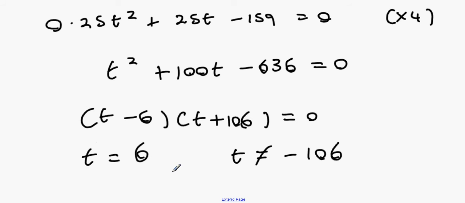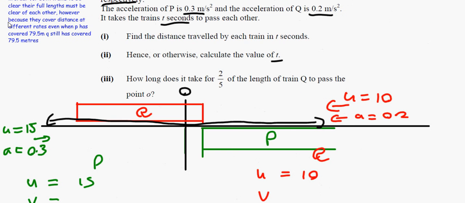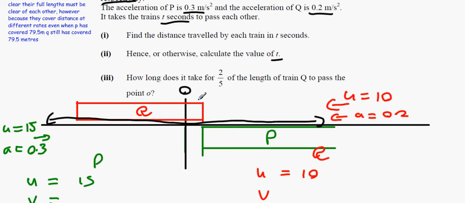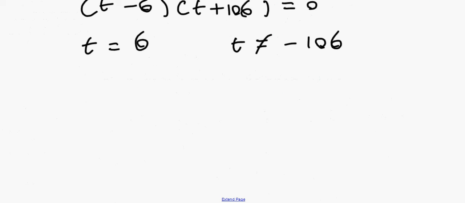Okay. Now we're on the third part. The third part is: find how long it takes for 2/5 of the length of train Q to pass point O. So this question has nothing to do with P, it has everything to do with just the distance of Q, okay? That's all we want. It's not as difficult as the second question. In fact, it has nothing really to do with the second question.